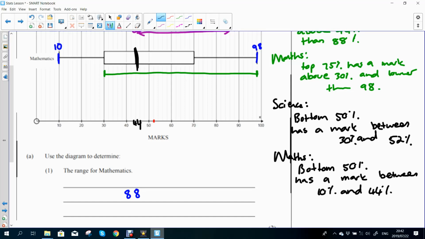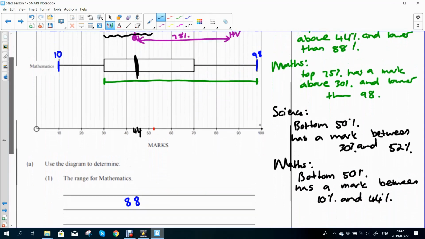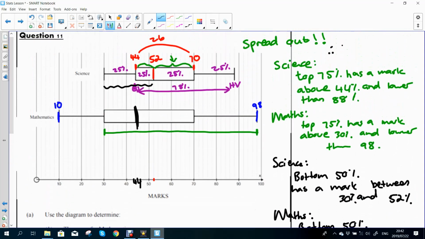Which one was harder, guys? Which one was the harder paper? Definitely mathematics. So we're going to say maths is harder. Why is it harder? You're going to talk about the percentages. Also, you can say 25% of the math students got between 10 and 30%.